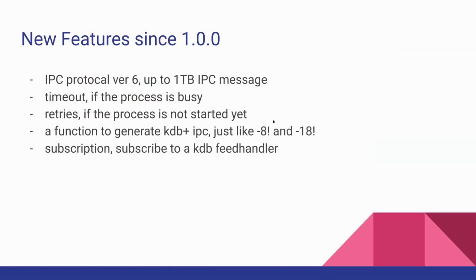I have added some features since version 1. Some Millennium folks asked me to support bigger IPC messages, so I changed it to support protocol version 6 IPC messages. Now you can send up to 1 terabyte IPC messages. Also, there are other features added as requested, like timeout, retries, and functions to generate KDB IPC messages, just like the -18 internal functions. Now it can also subscribe to a KDB feed handler.